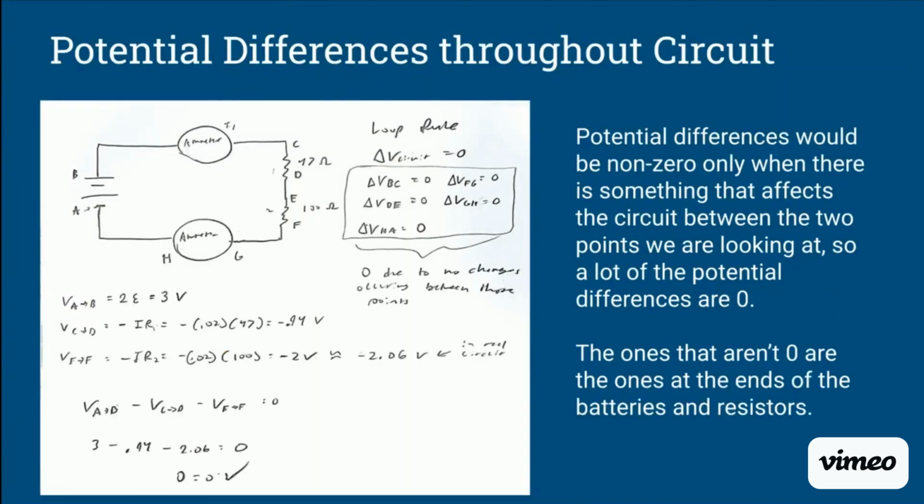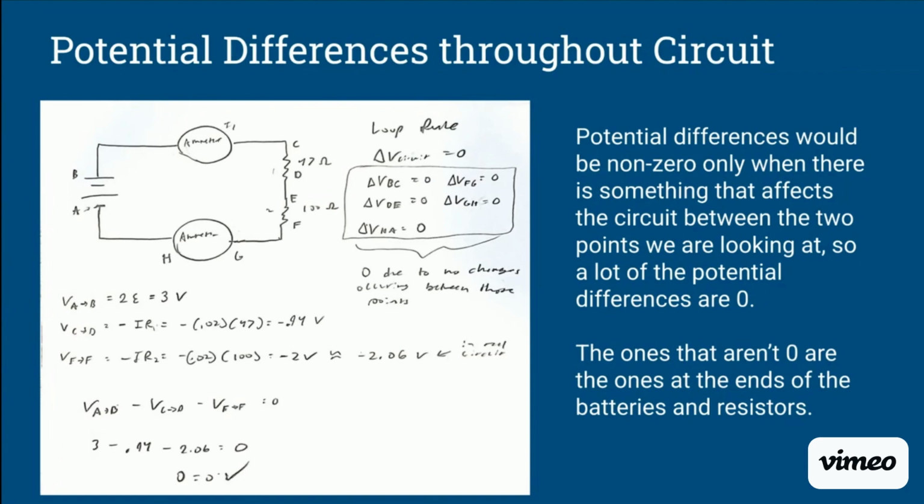Moving on to calculate the potential differences throughout the circuit, it's important to factor in the loop law, meaning that the individual potentials of the circuit should add to 0. Additionally, potential differences would be non-zero only if there's something that affects the circuit between the 2 points we are looking at, so a lot of potential differences here are 0 and they're written down.